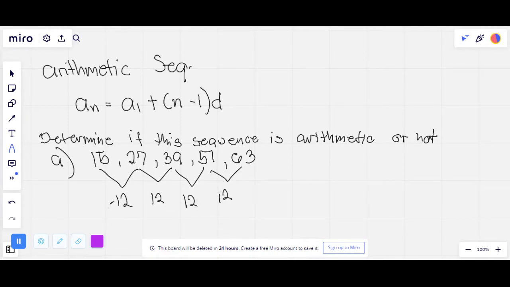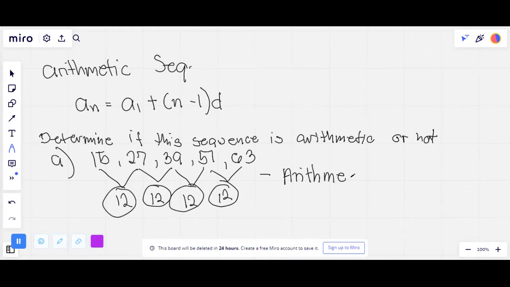So what have you noticed? All of our differences are 12. So it means if we have the common difference, this sequence is an arithmetic sequence. So we can know if the sequence is arithmetic or not if we have the common difference.